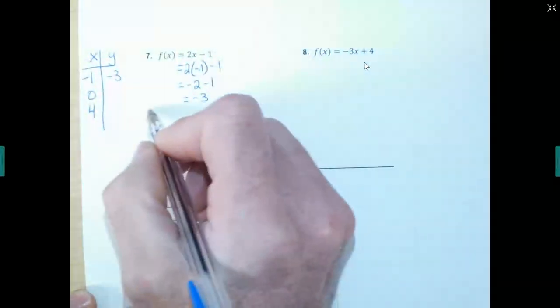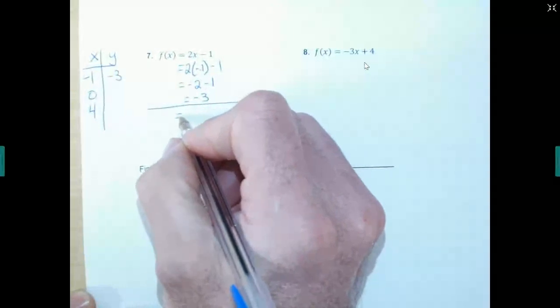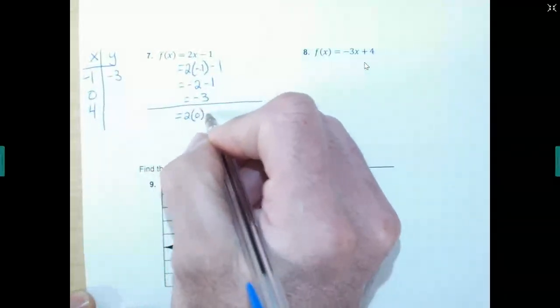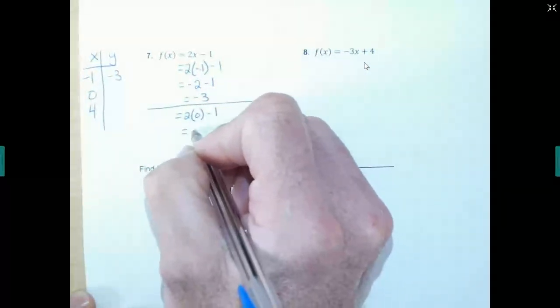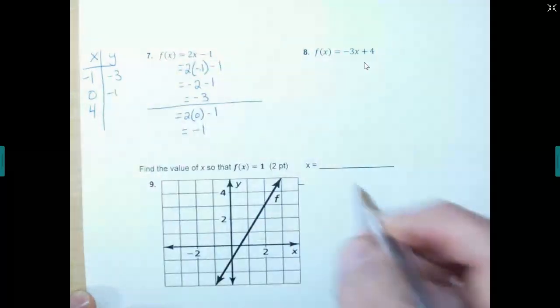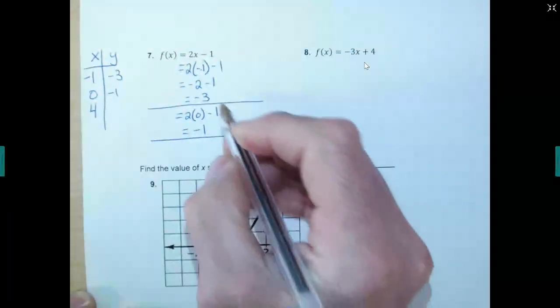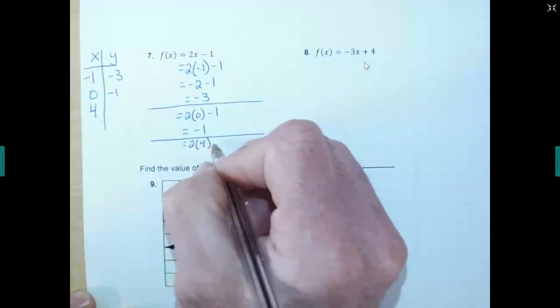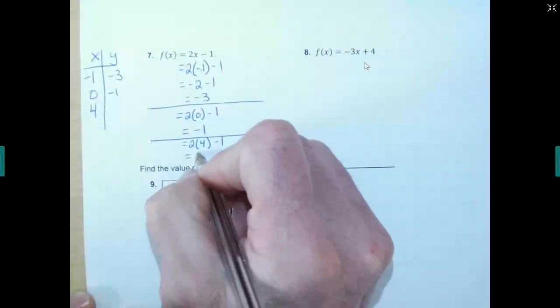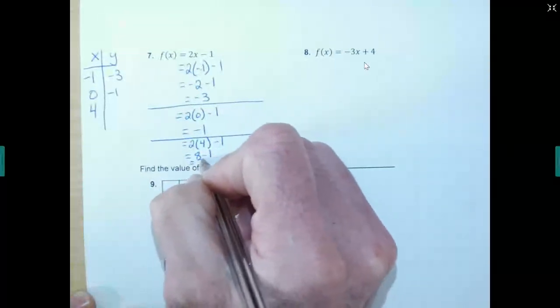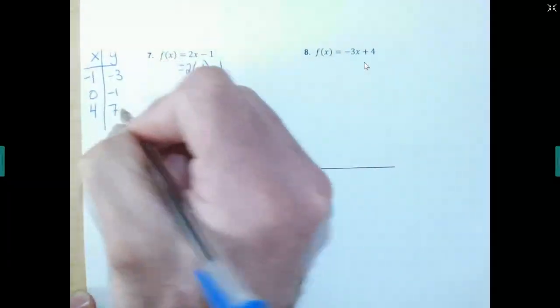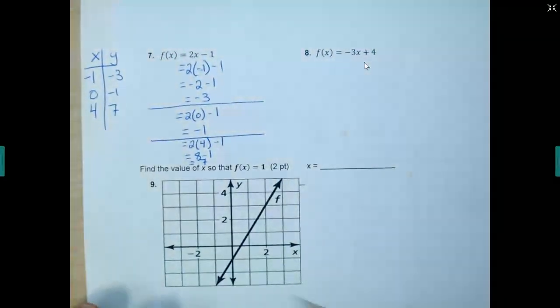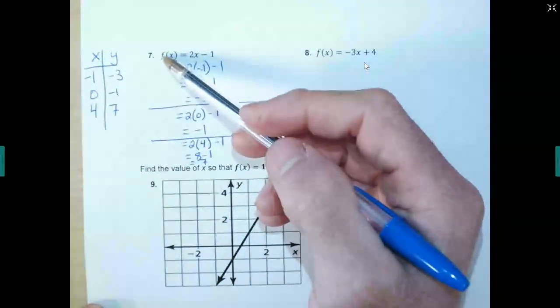Now I'm going to plug in a 0: 2 times 0 minus 1. So negative 1. Now I'm going to plug in a 4: 2 times 4 minus 1. 8 minus 1. So 7. So there's my 3 answers for number 7.